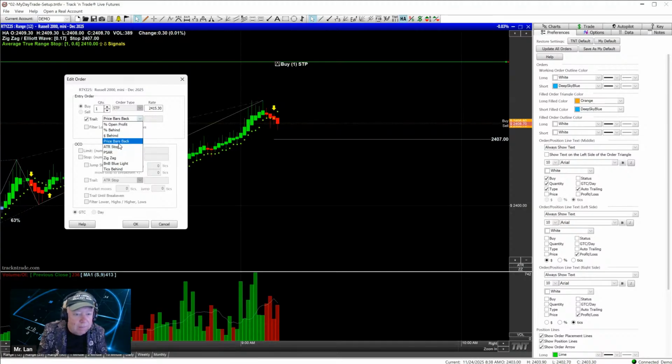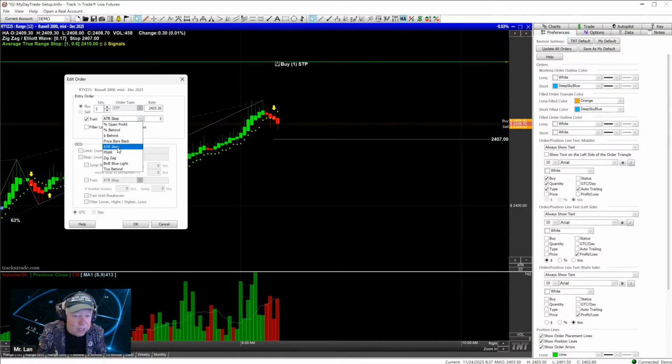All right. Come in here. Hit the price bars back. Oh my gosh, I could trail price bars back. I don't have to trail on an indicator. I can just trail price bars back. And then it has a little thing: how many price bars back? Oh, I want to trail 1 price bar back. Oh, I want to trail 2 price bars back. Oh, I want to trail 3 price bars back. Do whatever you want.